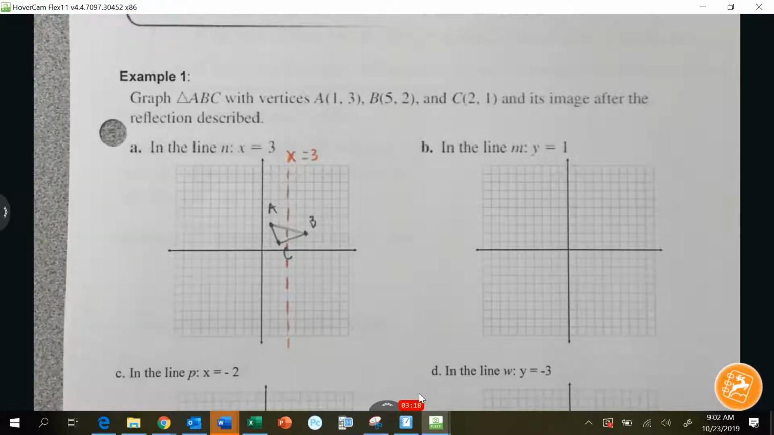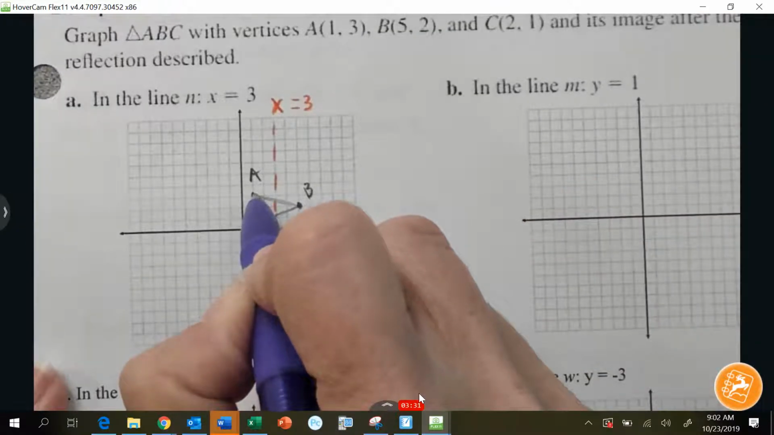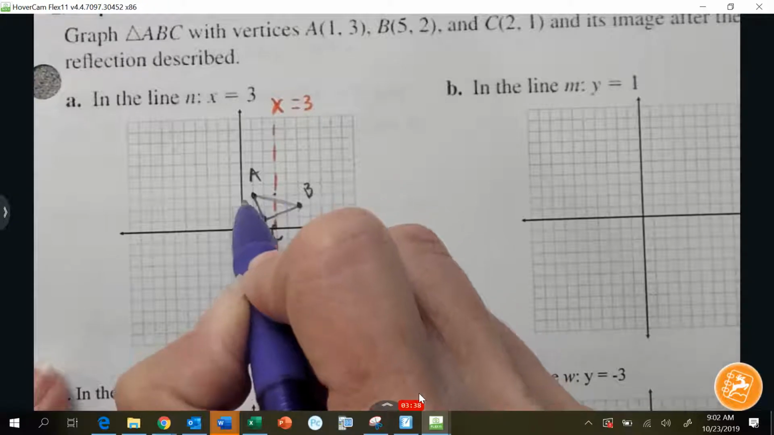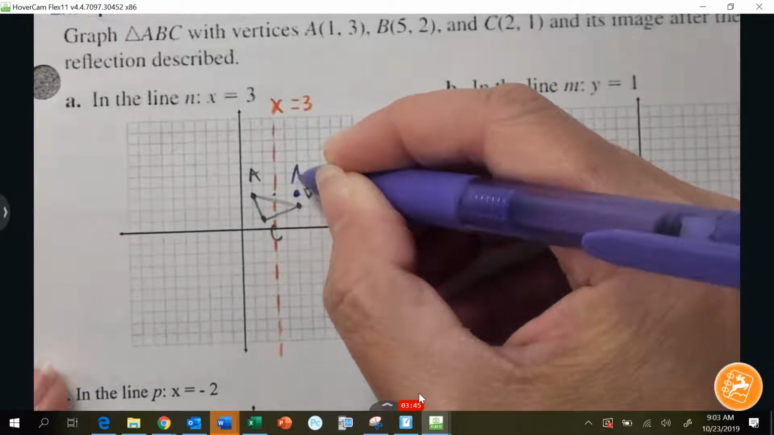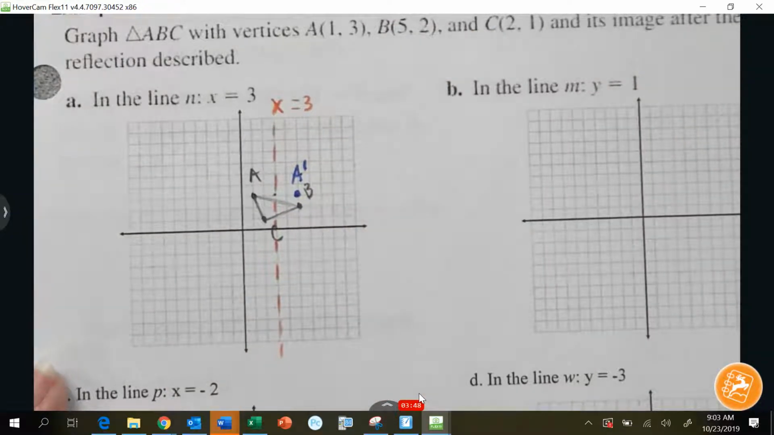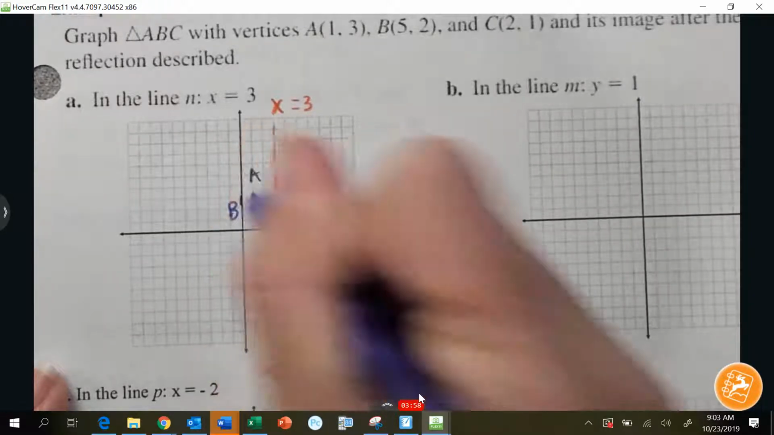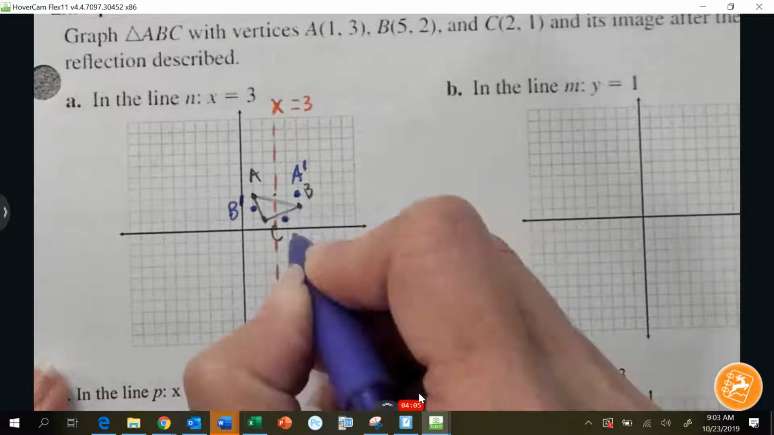So in order to reflect in this line, for example, point A has to, I've lost my pen. Oh, here it is. Point A has to go the same distance from x equals 3, and it has to be perpendicular. So if I go 2 completely horizontal to this line, then I'm going to go 2 horizontal on the other side. That's going to be my A prime. I'm using a different color because they're going to overlap. B is 2 away, so I'm going to go 2 away in the other direction, B prime. And then C is just 1 point away, so I'm going to go 1 point away in the other direction, C prime.